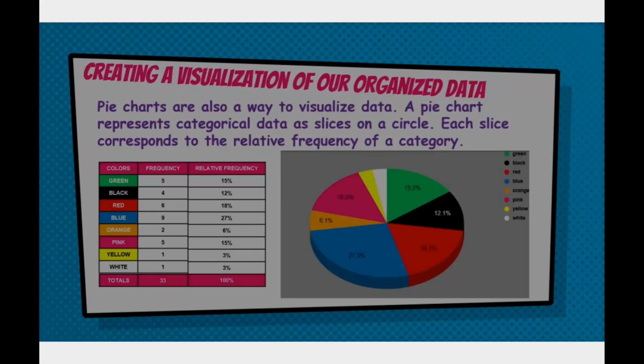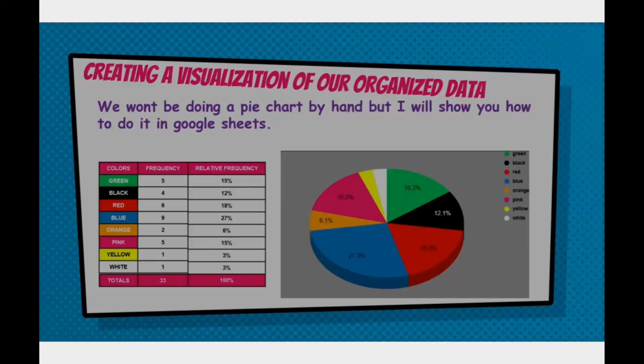I'm not going to have y'all create this, but pie charts are also a way to visualize data. A pie chart represents categorical data as the slices on a circle, and each slice corresponds to the relative frequency of a category. These go along with exactly the information that I had up. We'll talk about how to create these in Google Sheets later.